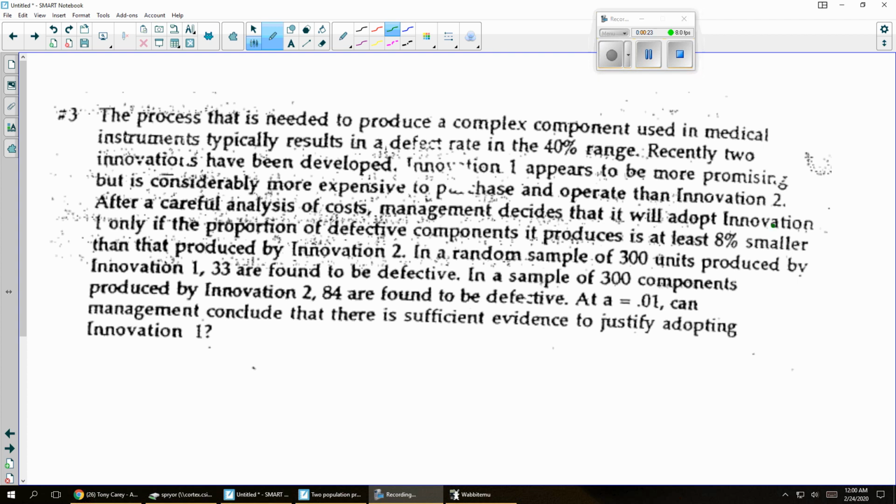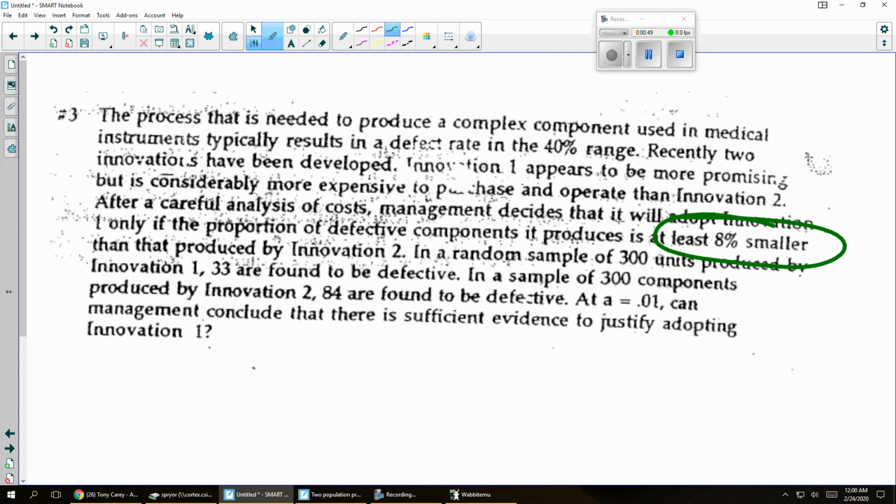Okay, what's different is this part right here about at least 8% smaller. What that means is that my two proportions are not expected to be the same. They're expected to be different. Since they're expected to be different, I don't use the pooled p hat in the standard error portion of the formula.